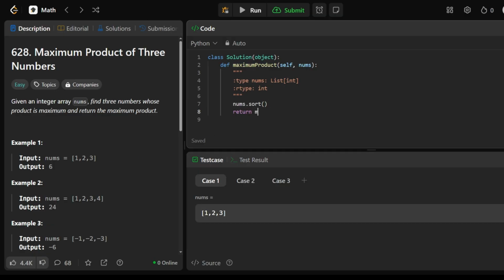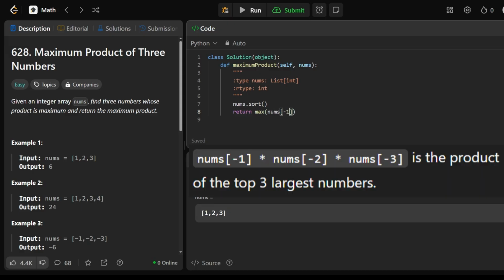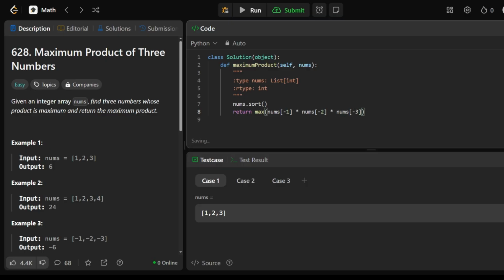So we could do return, and we're going to take the max of whatever this next function is going to be. So we're going to go for nums[-1], so the last number, times nums[-2], the second to last number, and times nums[-3], the third to last number. Now this is of the sorted list, so make sure to keep that in mind.